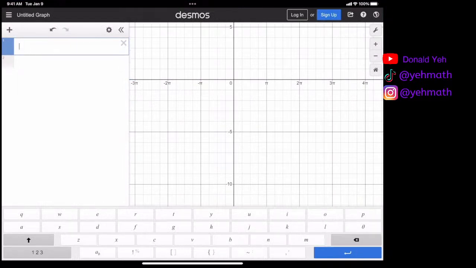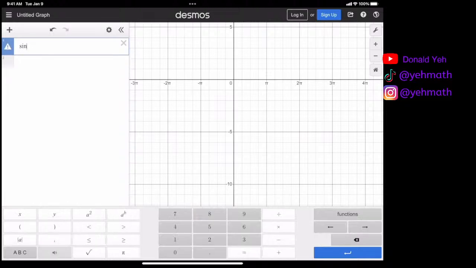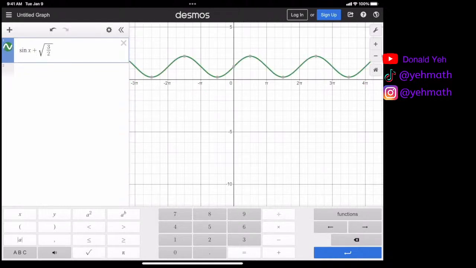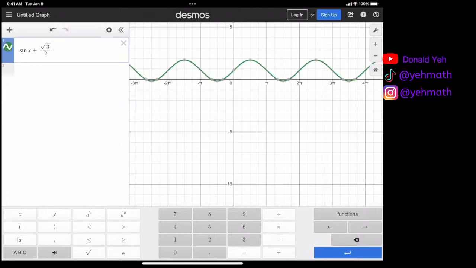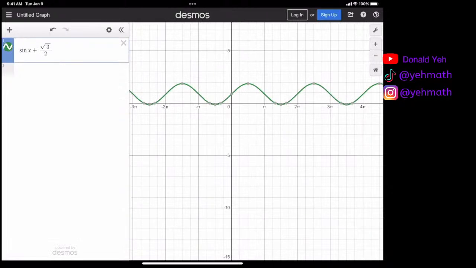Jared probably understands this, but I still need to show him. So sine of x equals plus root 3 over 2. Over 2, right? So obviously you're going to get two solutions, one at 4 pi over 3 and one at 5 pi over 3. And that's what we found out.